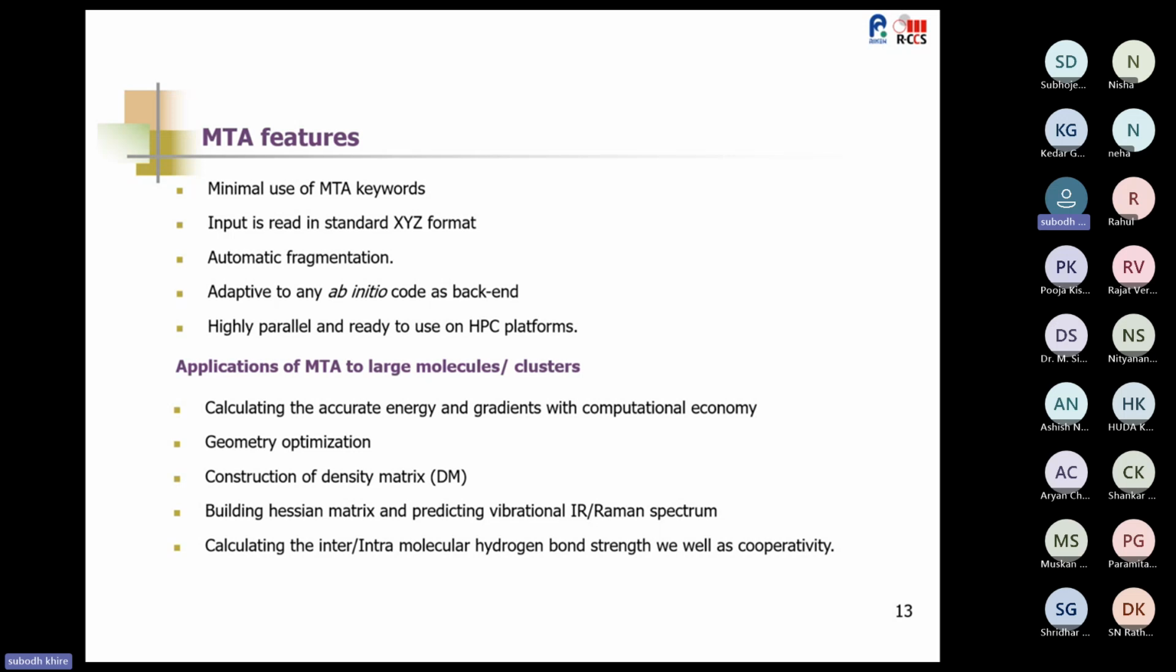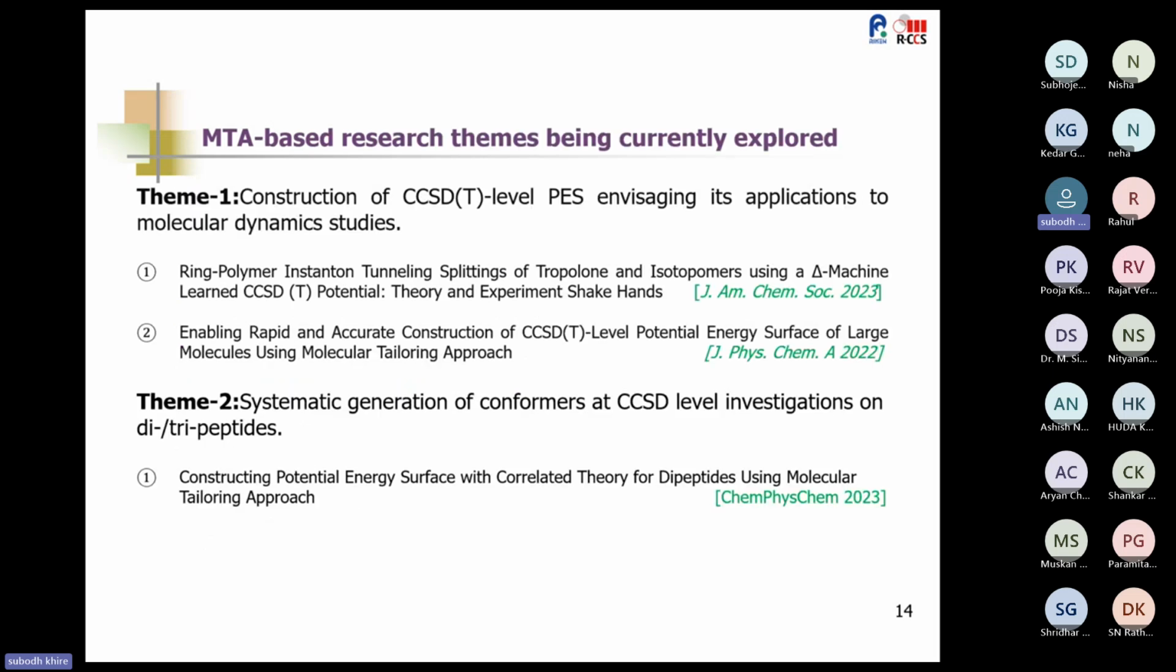And building the Hessian matrix and predicting vibration spectra, this is also there. And of course, Dr. Sahu will talk much on this. He has expertise in that section. And MTA has also been employed for calculating the intermolecular hydrogen bond strength as well as the cooperativity. So the software is already there in the literature. You can download it or you can ask us.